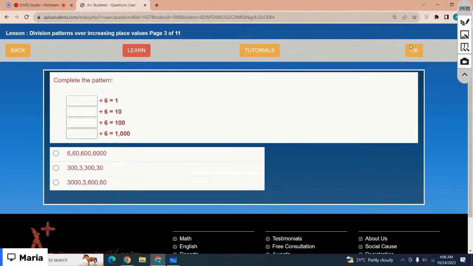The missing number divided by 6 is 1, missing number divided by 6 is 10, the missing number divided by 6 is 100. So which number is missing? Very good. That would be 6, 60, 600, and 6000. Option number 1 is the correct option.